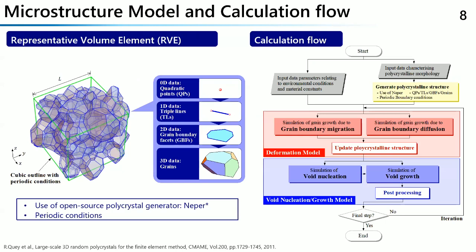This slide shows the microstructure model and calculation flow. We developed a model as a representative volume element, RVE model like this, and we generate the polycrystalline structure using the open source software Neper, considering the periodic condition. And the right hand side is the calculation flow of the model. After generating the polycrystalline structure, we repeated two kinds of simulations, deformation and void nucleation and growth, respectively.